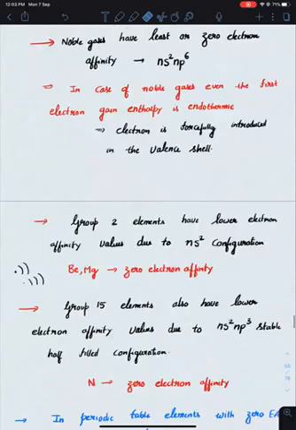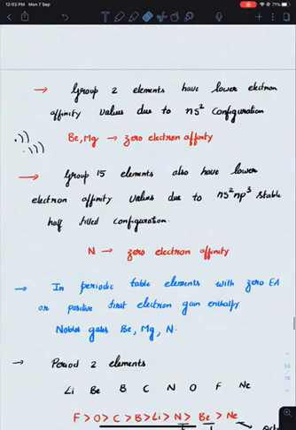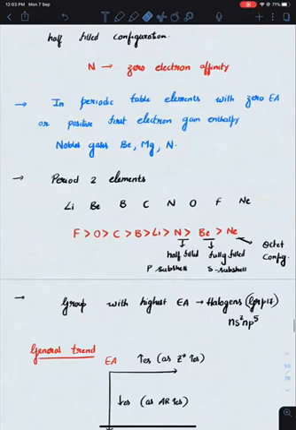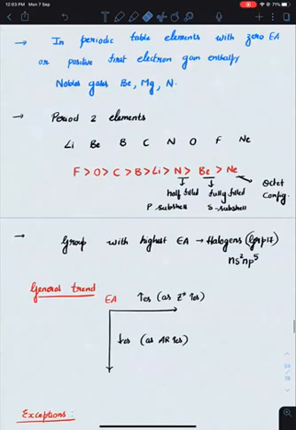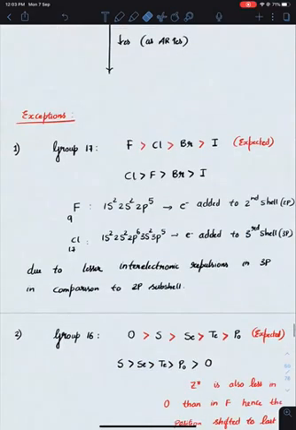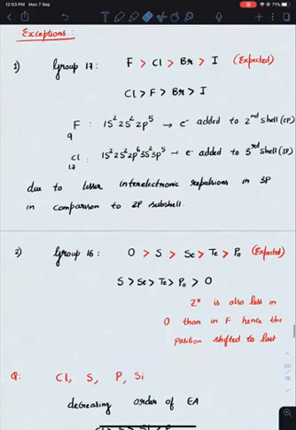What do you need to remember here? The elements having positive first electron gain enthalpy: beryllium, magnesium and nitrogen, and noble gases. Clear? Okay. The exceptions of electron affinity are very important, and you will get direct questions.